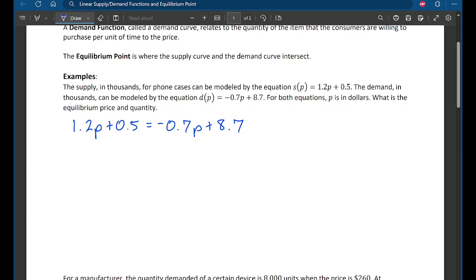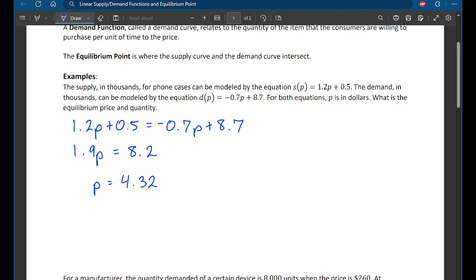So I'm going to take negative 0.7P and add it over here. So I'm going to get 1.9P, and I'm going to take 0.5 and subtract it over here and I'm going to get 8.2. And then from here I'm going to divide by 1.9 and I'm going to get P equals 4.32.